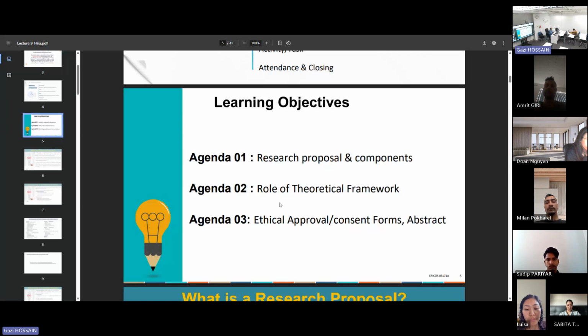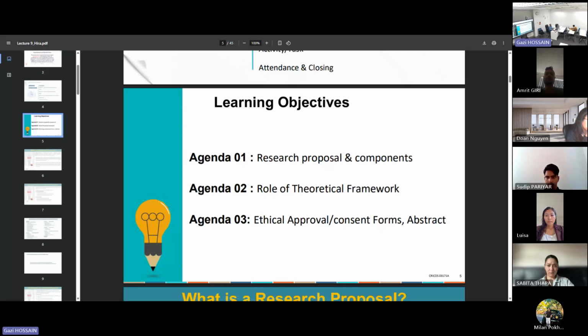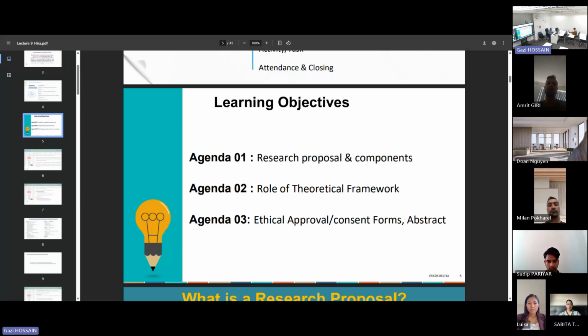The second agenda or learning objective for today's class is theoretical framework. When we are doing research, we must have a framework based on theory. The theoretical framework comes basically from the literature review.